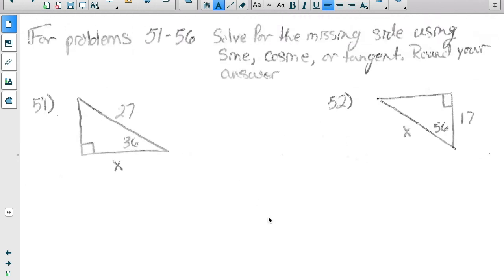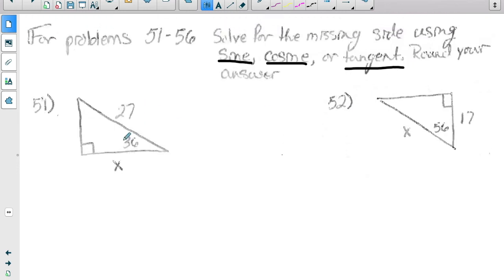So we have two more types that we're going to look at. It's these here, 51 through 56. Solving for the missing sides using sine, cosine, or tangent. And the one we use depends on what we're given. If I'm given the opposite and hypotenuse, I'm going to use sine. If I'm given adjacent and a hypotenuse, we're going to use cosine. If I'm given opposite and adjacent, we're looking for those side lengths, we're going to use tangent.